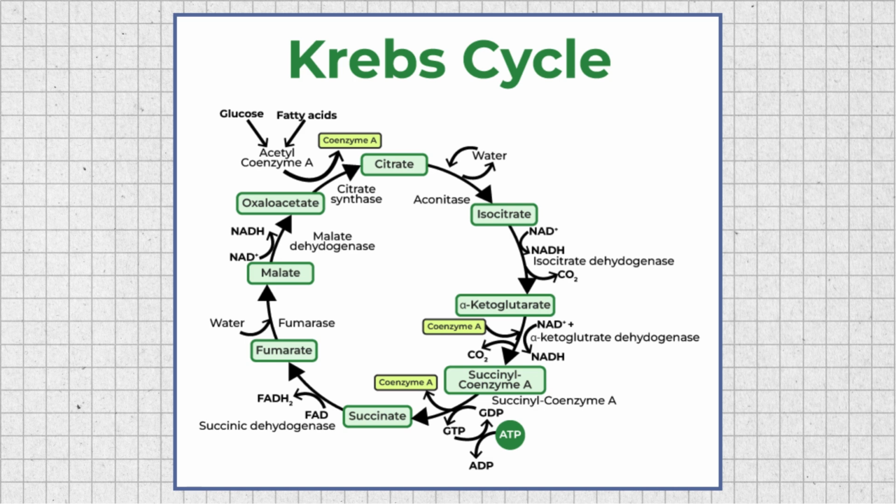So in this process, we're going to be able to produce 3 NADH, 1 FADH2, and 1 ATP, in just one single cycle. But the Krebs cycle is actually composed of two cycles, since we have two acetyl CoA.